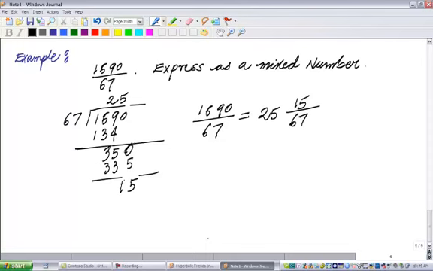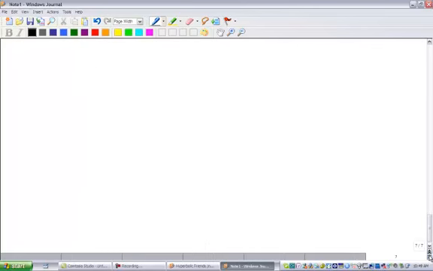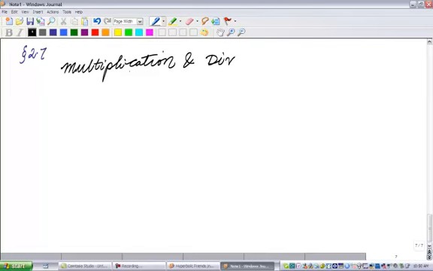Okay, so that finishes section 2.6. Okay, we are doing okay with time. All right, so now I want to look at section 2.7, and this is on multiplication and division by mixed numbers.